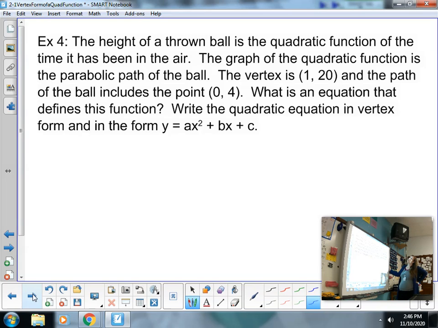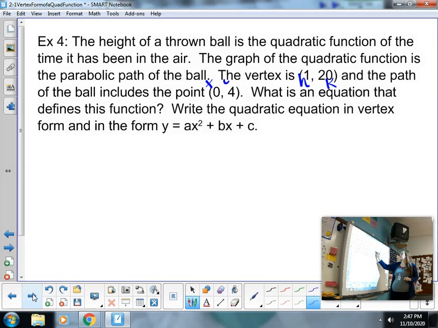Okay, so now example 4. This is going through a specific example of a ball being thrown into the air. Anytime you throw something up in the air and it comes back down, that is going to be a quadratic model. We know that the graph is going to have a parabolic path, so it means it is going to have a parabola. We know our vertex is (1, 20), so that means my h is 1, my k is 20, and the path of the ball includes the point (0, 4).